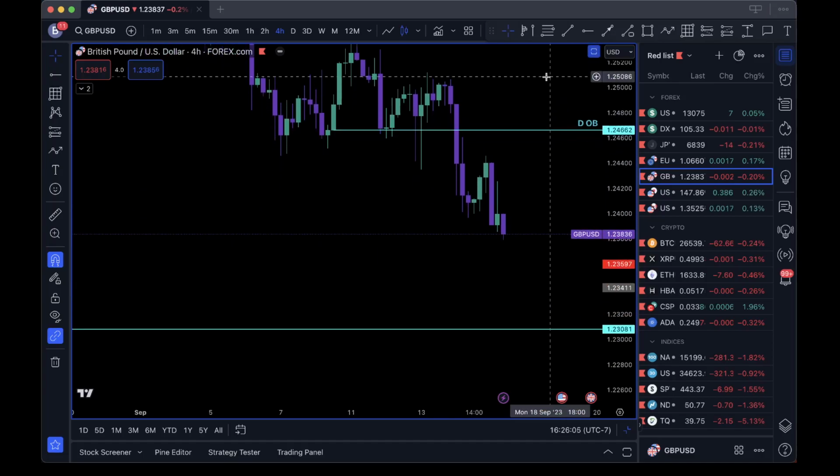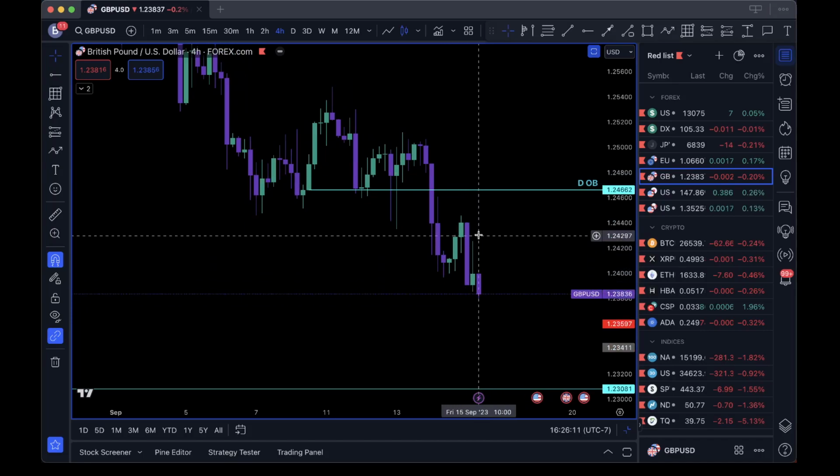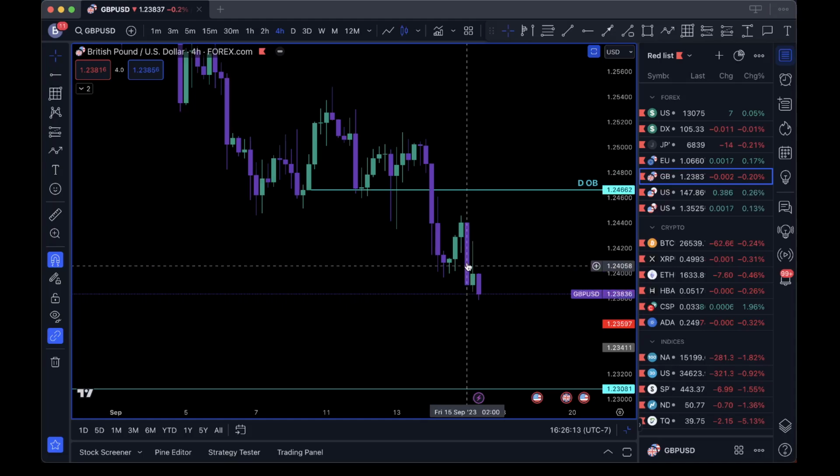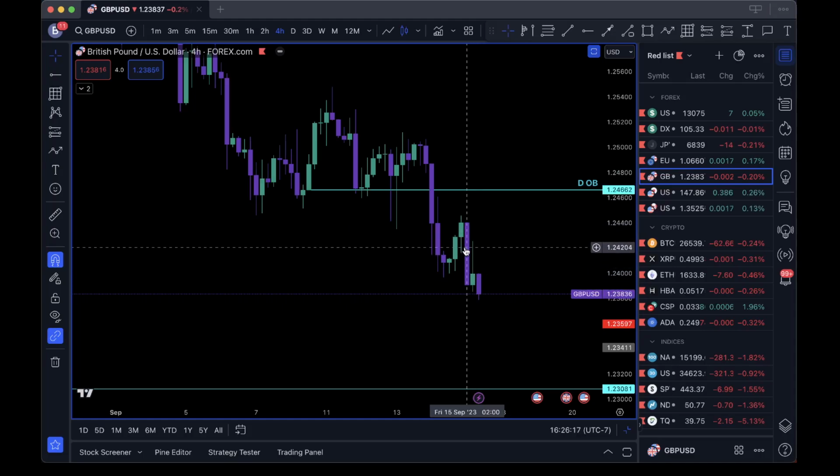Now, what I do like about that, guys, is we don't have any fair value gap in here. We have no gap in the market, right? The market actually, when it displaced, came right back up, touched into this order block, and then continued down.